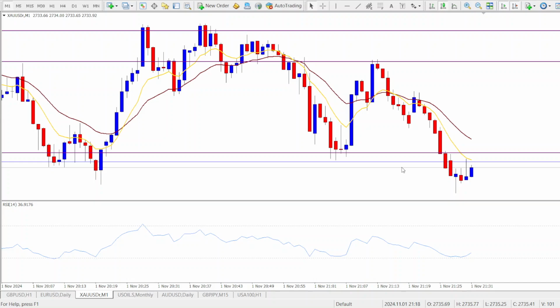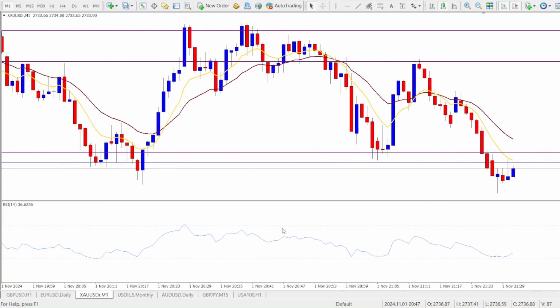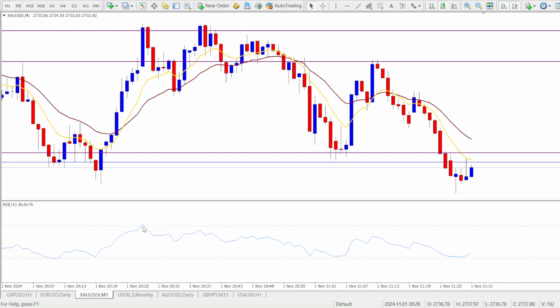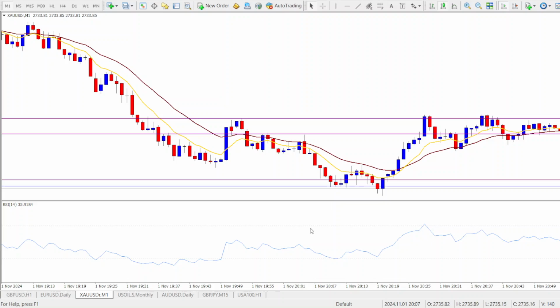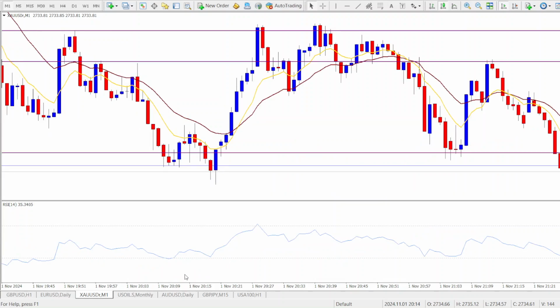So the second indicator is the RSI. The RSI is our second indicator on the list. When the RSI goes above 70, that usually indicates overbought conditions. Below 30 usually indicates oversold conditions, right?